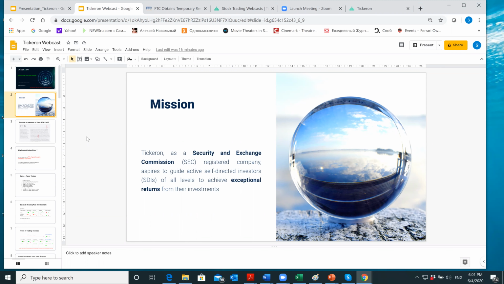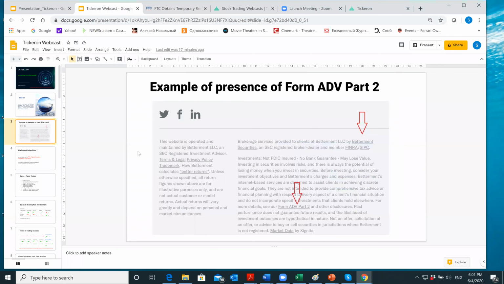Okay, so the first tip of the day: if you want to find out if a company is registered with the SEC, you can go to either general information or legal information. Take the example of Betterment, you might have heard of this company. You find Betterment and then find the Form ADV Part 2, which means that this company is SEC registered. It cannot mislead its clients. You can find a similar form at our website. So that means we are not going to give you anything which is not real or is outrageous.